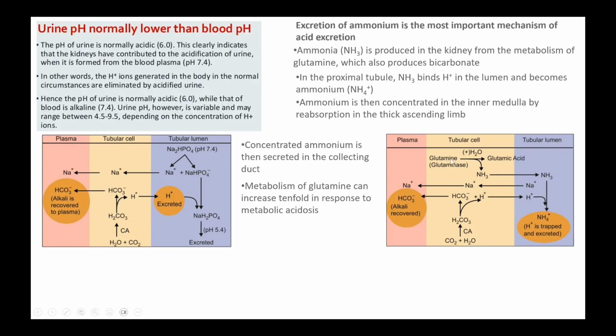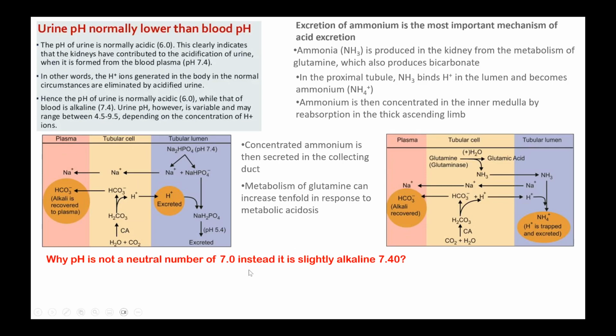And this is glutamine, which is converted into glutamic acid by the enzyme glutaminase, which forms the ammonia. And this ammonia gets excreted into the tubular lumen, where it joins with the hydrogen ion to become ammonium. So ammonium is trapped and excreted, and sodium is reabsorbed, and to some extent bicarbonate also is recovered. So these pictures you have to remember to understand and write about the mechanisms of maintenance of pH.